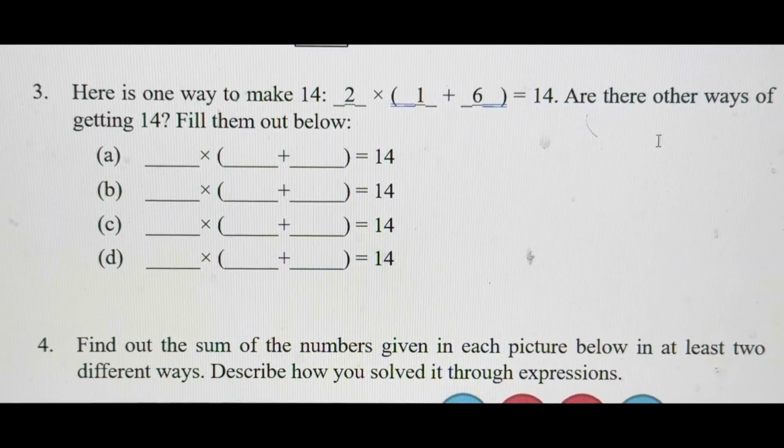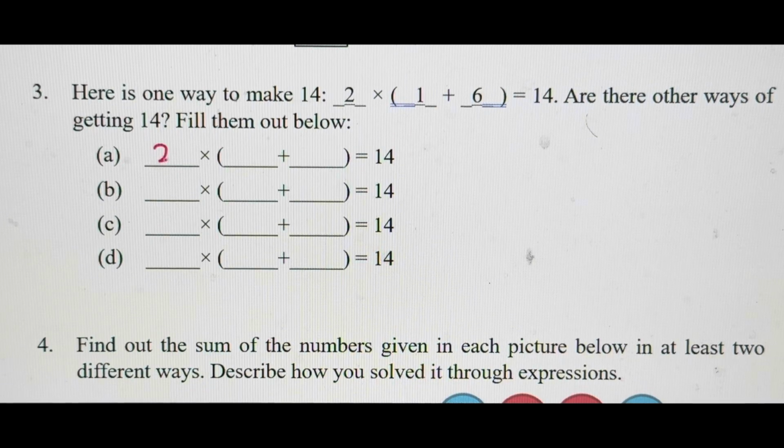Number 3. Here is one way to make 14, right? So 2 into (1 plus 6) gives you 14. So we have to write some other ways where the answer will remain the same, 14. If we keep 2 as common, 2 sevens are 14. Here they have taken 1 plus 6 is 7, so you have to take different combinations which give you 7, because 2 sevens are 14. So if we take 2 and 5, 2 plus 5 is 7 and 7 2s are 14.